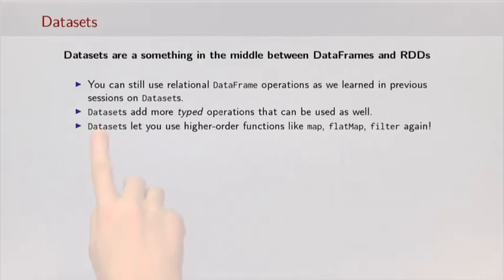In addition, datasets add more typed operations that can also be used. So these typed operations include relational operations, so we can have both typed and untyped relational operations, and then of course we have these functional transformations which are all typed as well. So now we have these higher order functions like map, flatMap, and filter again, which we didn't really have on plain data frames before they were mixed together with datasets.